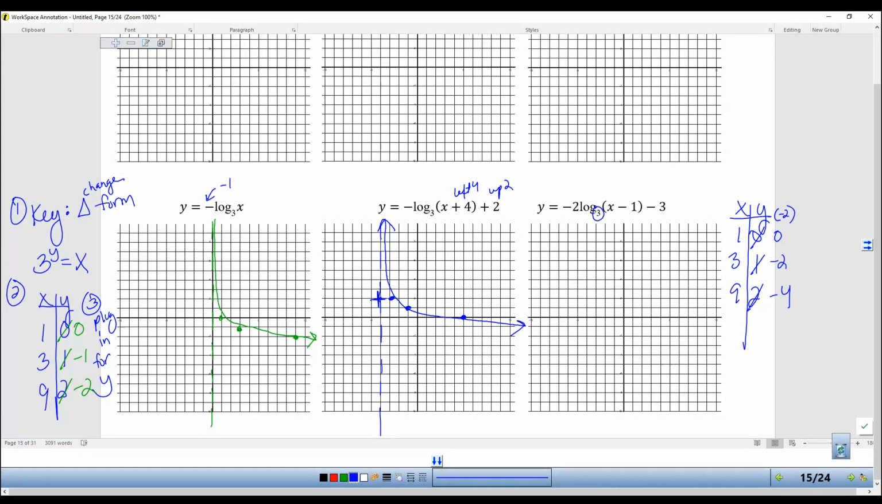And that's going to change its shape. You'll see in a minute. I'm going to go to the right one and down 3. This is my new origin, which means my asymptote, whenever you go left or right, the asymptote has to move too. There's 1, 0 based on this origin, 3, negative 2, and 9, which I can just barely fit, and 1, 2, 3, 4.